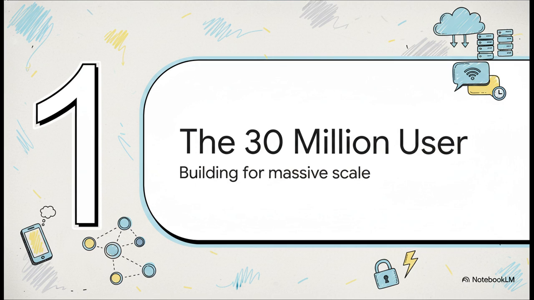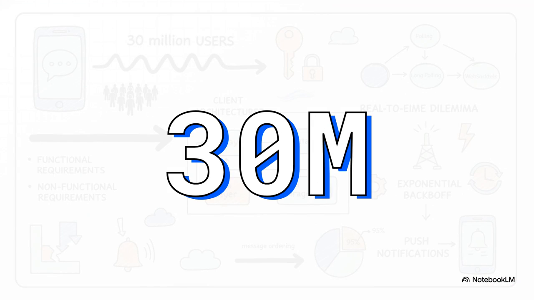Okay, first things first, let's really grasp the challenge here. We have to understand the sheer scale we're dealing with, because that huge number, 30 million, is going to dictate every single technical decision we make from here on out. 30 million daily active users. This isn't just a number, it's a fundamental constraint. At this kind of scale, every choice has to be absolutely ruthless in its efficiency. There's just no room for waste, not a single byte.